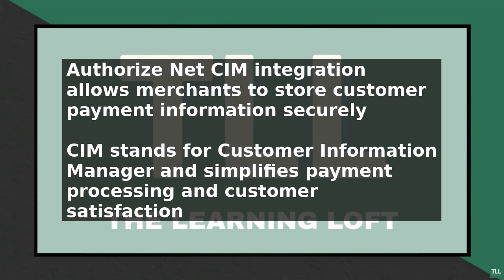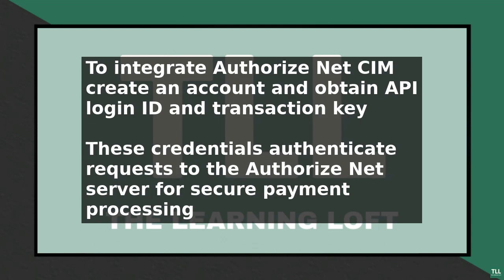The first step in the integration process is to set up a payment form on your website that collects customer information such as name, address, and credit card details. This information is then sent to the Authorize Net server for processing.